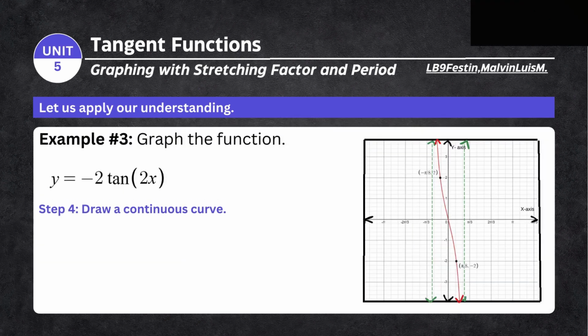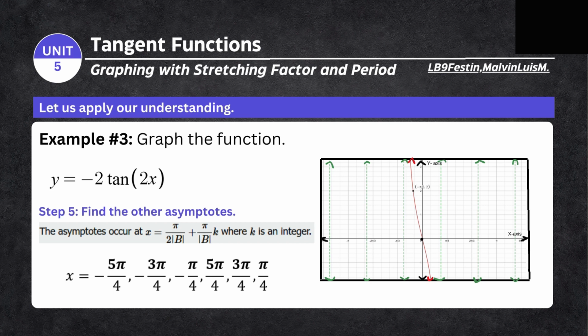The next step in graphing the function is to draw a continuous curve from the points plotted using the table of values. Once we have plotted one cycle, we will then find the other asymptotes. The asymptotes occur at x is equal to pi over 2 absolute value of b plus pi over absolute value of b, k, where k is an integer. We can find some other examples of asymptotes in this function, where x is equal to -5 pi over 4, -3 pi over 4, -pi over 4, 5 pi over 4, 3 pi over 4, and pi over 4.